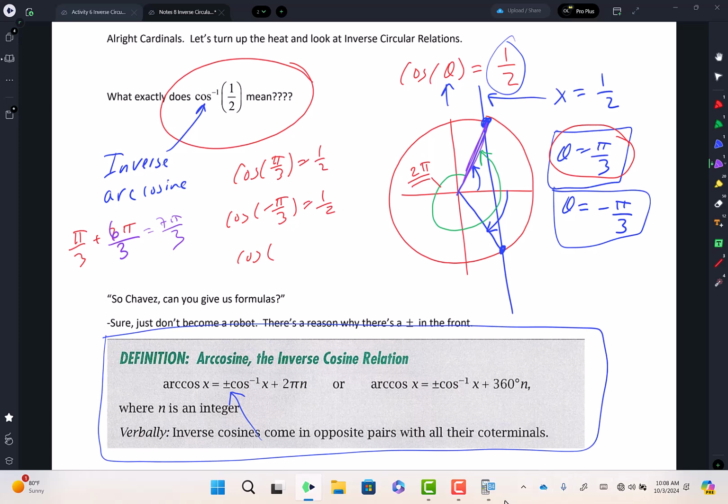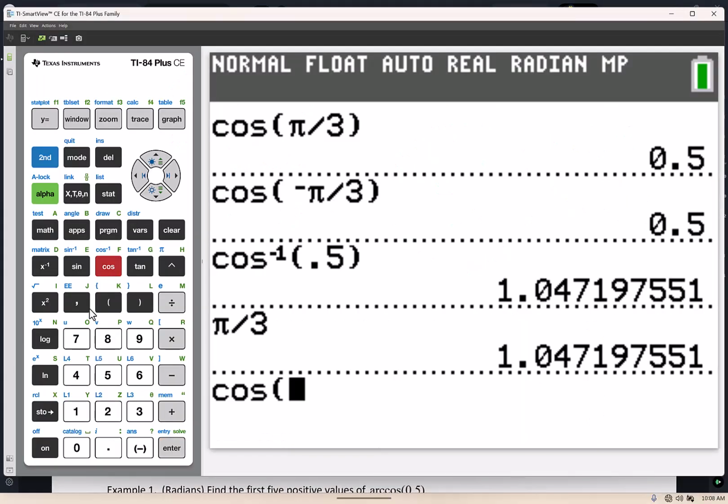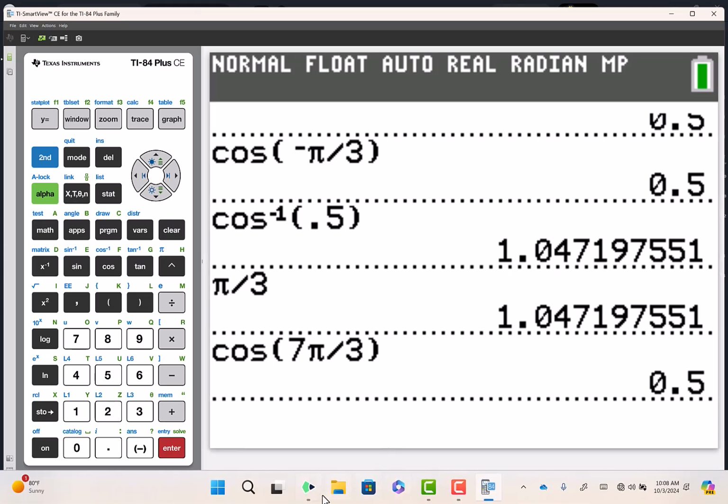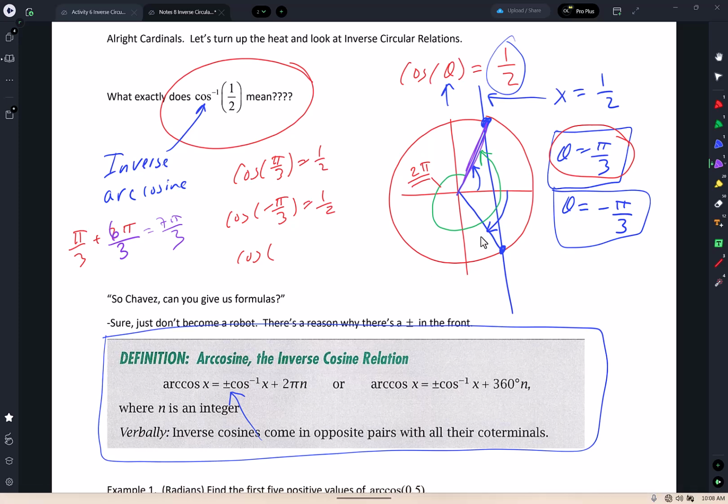If I take my calculator and I write cosine of 7 pi over 3, do you get a half? Yeah. Now the calculator is dumb. It doesn't matter how hard I try, it will never give me this one down here in quadrant 4. It will never give me negative pi over 3. So that's why we write plus minus in the front. Cool or not cool?